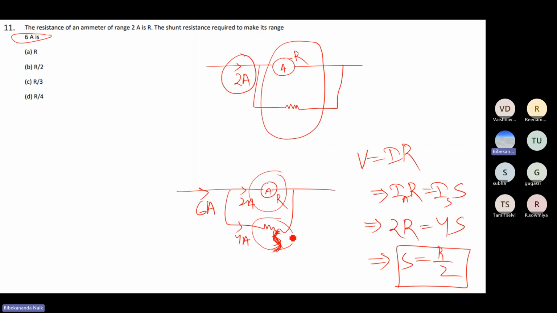So if this R by 2 resistance is connected in parallel to this ammeter, since the ammeter has resistance R and the shunt is R by 2, twice the current that is passing through the ammeter will pass through this shunt. So the overall combination will be 2 ampere, and twice of 2 ampere is 4 ampere. So 2 ampere plus 4 ampere, total current will be 6 ampere. So if you want to change the range of the ammeter, we need to connect a shunt whose resistance is R by 2. We had already discussed a few similar problems in earlier sessions.